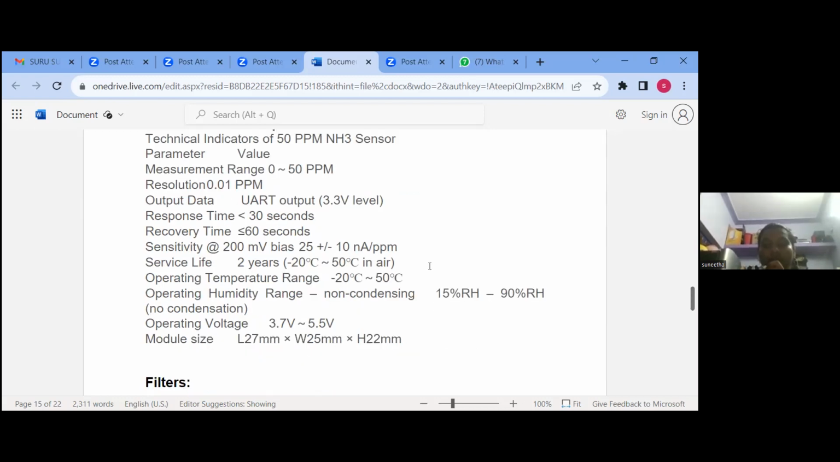Here, temperature monitoring is also very important because this is all based on chemical reaction. If the temperature is not within that range, then the output values can change. The operating humidity range is 15% RH to 90% RH. Operating voltage is 3.7 volts to 5.5 volts. We cannot operate beyond 5.5 volts. And the module size is this one.